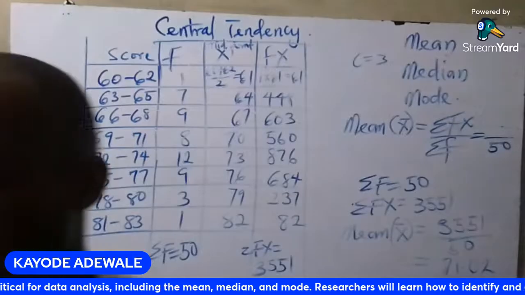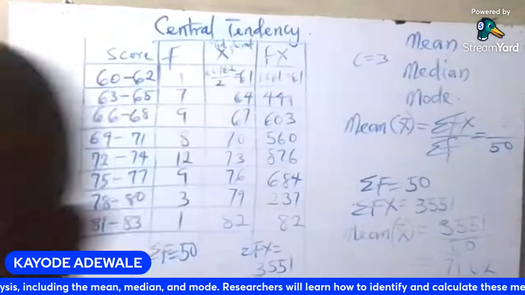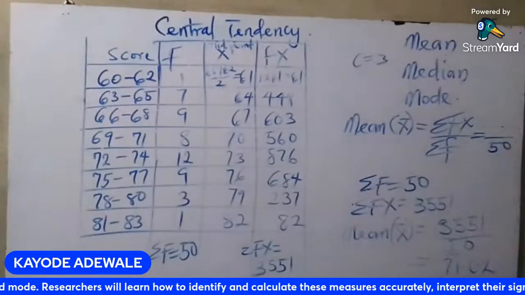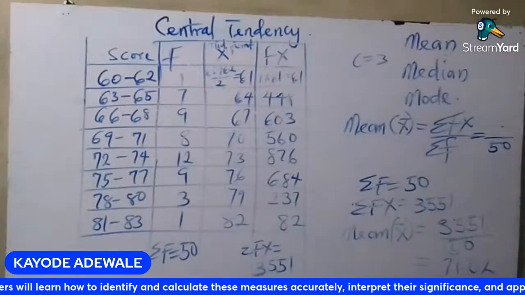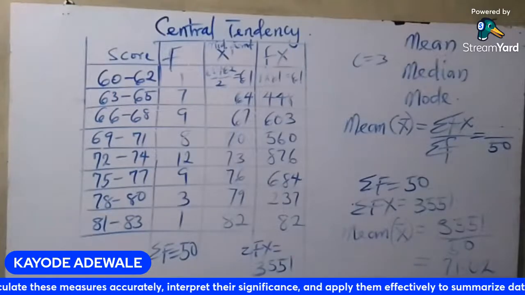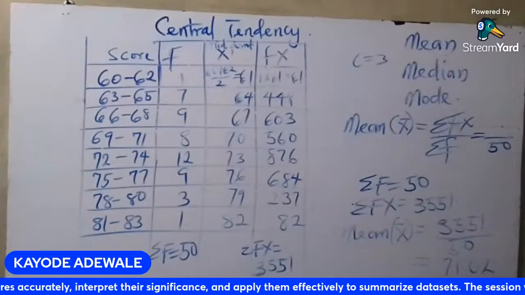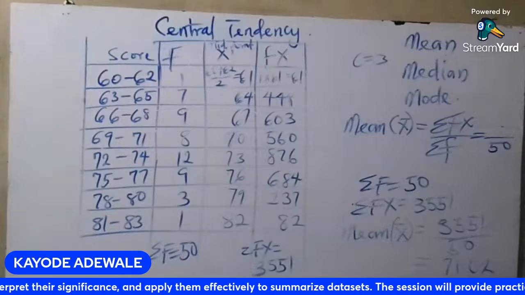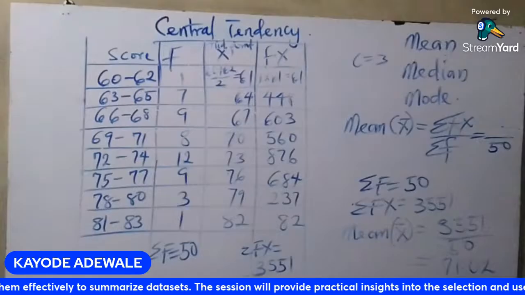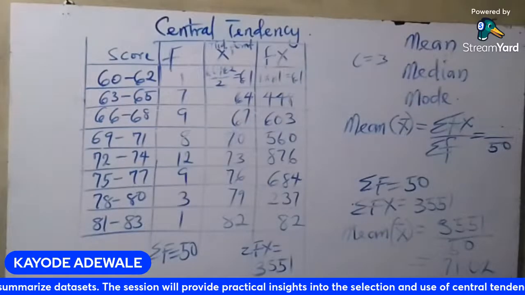So can you confirm if you are working with me? Those that are working with me. So our mean there is 71.02. So let's move away from there. We have got our mean now.